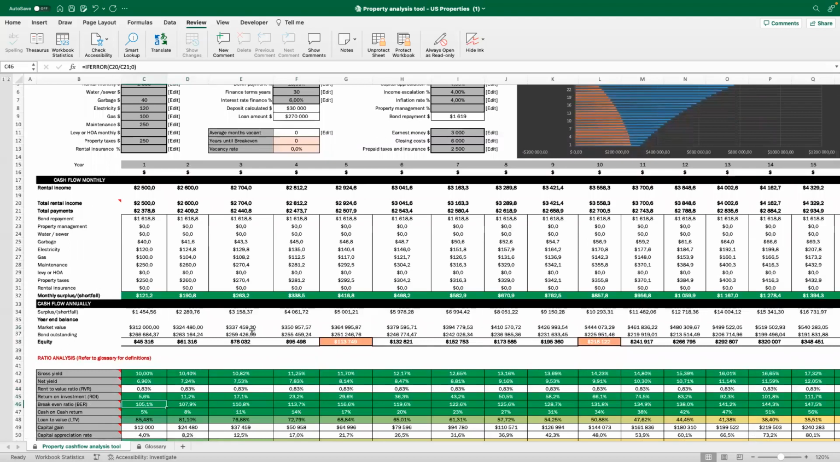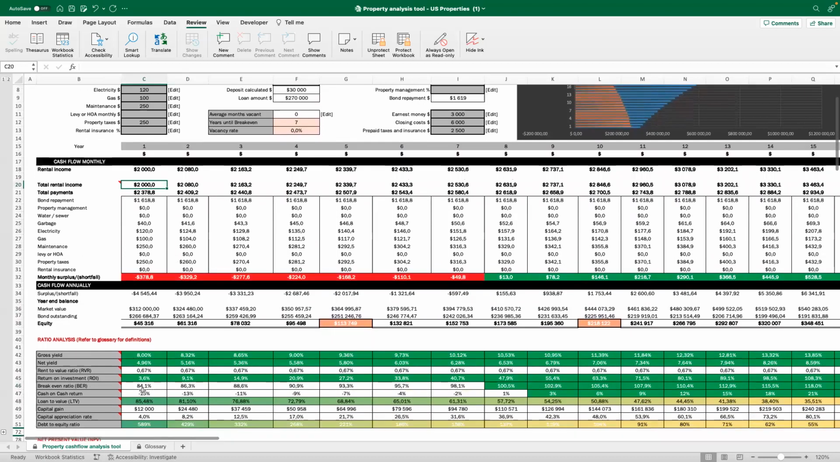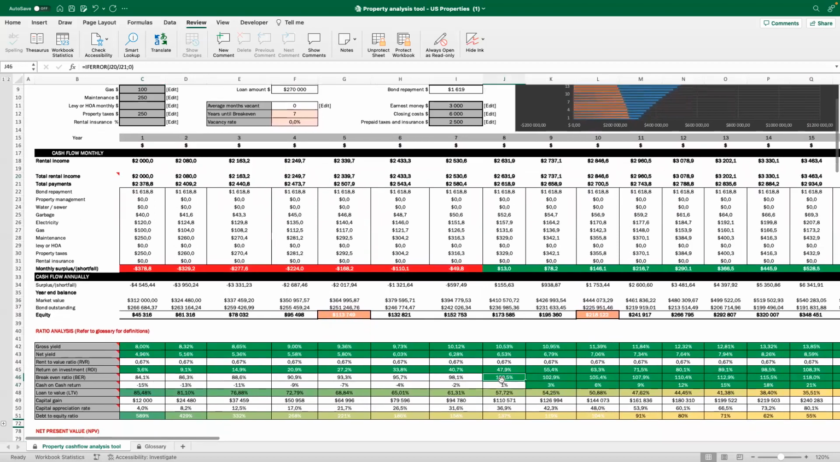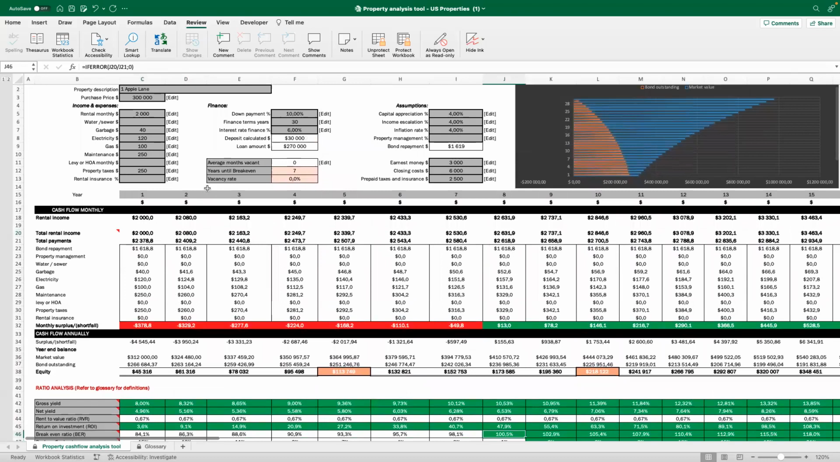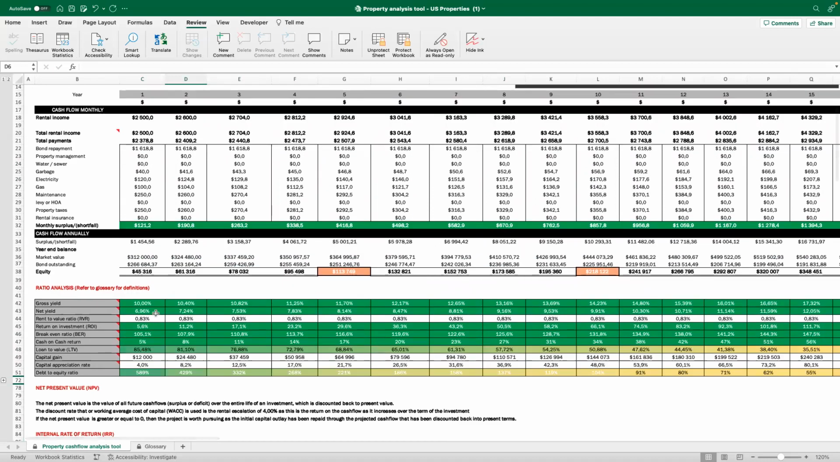The break-even ratio, obviously this property has broken even, so it's 105% of the break-even point. In other words, if the rent was lower, so it was $2,000 a month, then your break-even point would be 84%, and then eventually grows to 100% in year 8. So again, if you're comparing properties and you want to see which one is going to break even, then that would be a good metric to use.